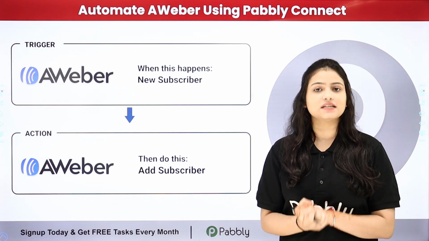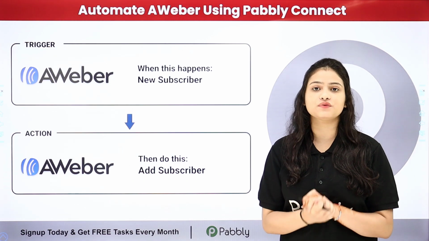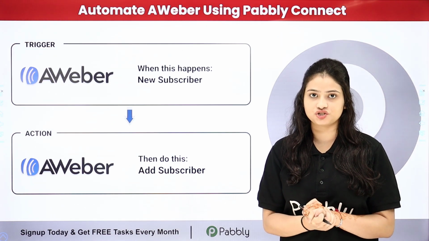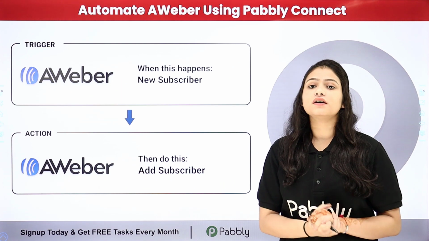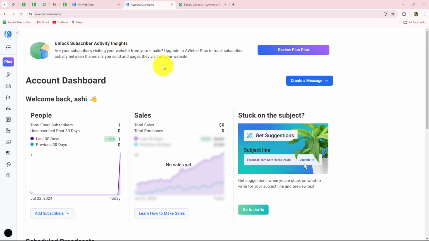By simply setting up a connection between AWeber and Pabbly Connect, you can automate all the repetitive tasks which are involved in your email marketing application and management. So if you want to learn the full process step by step, for that you have to come towards my screen. Welcome back to my screen everyone.